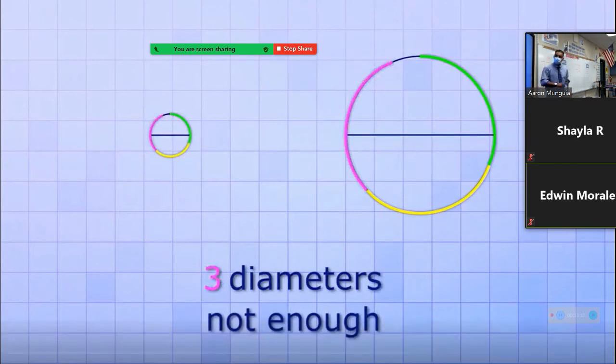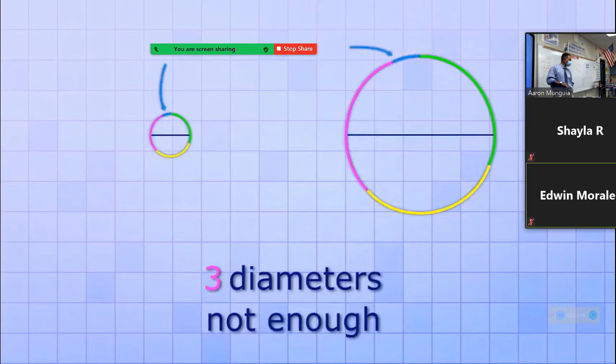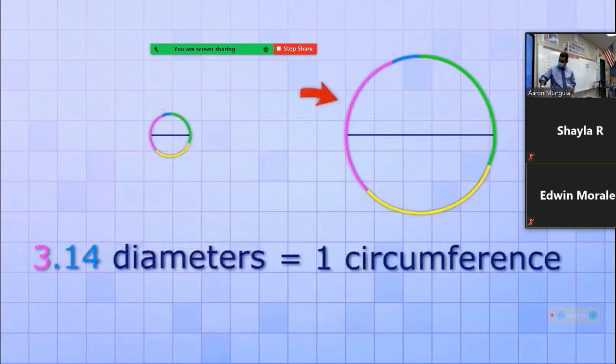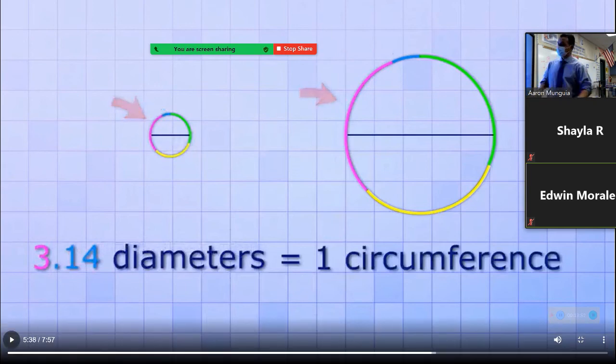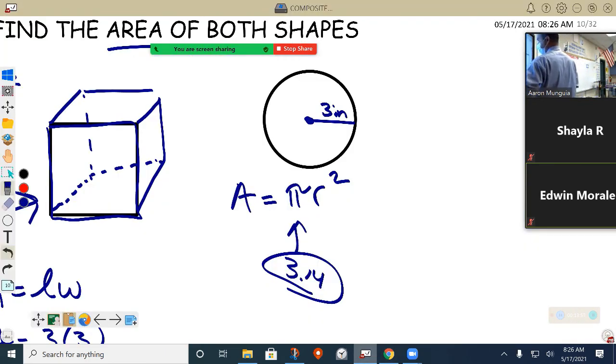Three diameters is almost enough, but we're going to need just a little bit more to form a full circumference. What's mysterious is this goes for any size circle. It's three diameters and then 0.14 left over, no matter how big or small the circle is. That little bit more turns out to be about 0.14 diameters. That means that it takes 3.14 diameters to equal one circumference for any circle, big or small. All right, so that's where pi comes from. That's the nature of pi.